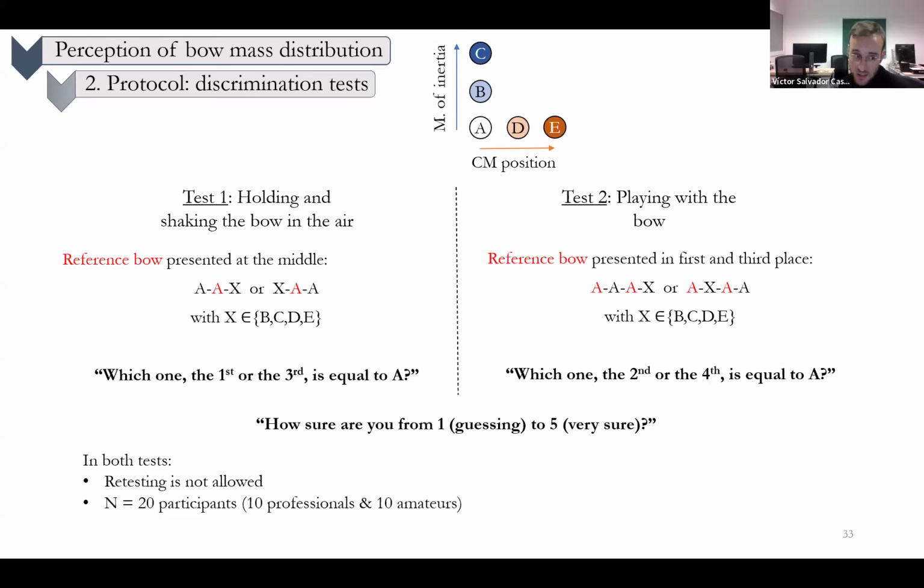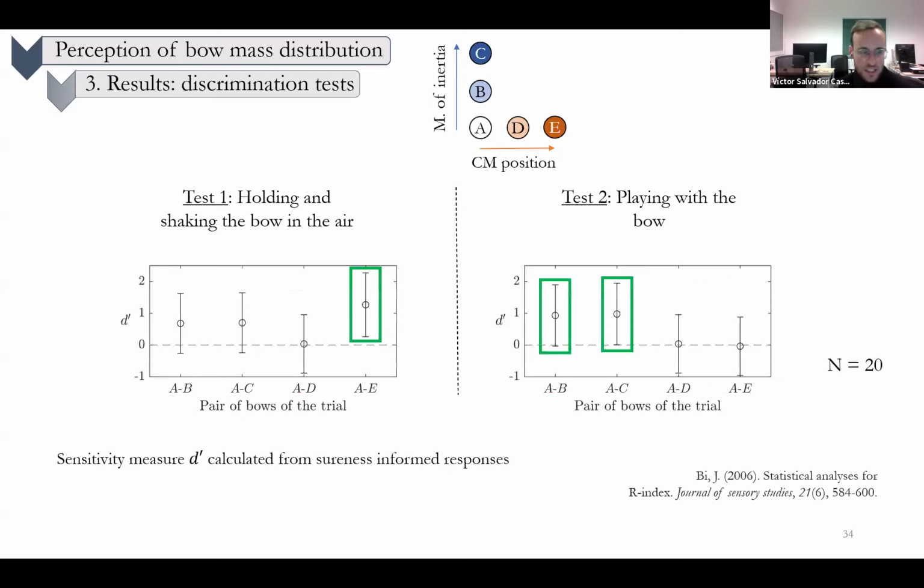So in both tests, retesting was not allowed, and we invited a total of 20 participants, 10 of which were professional violinists. So here is d prime, as I was presenting before, and the results of both discrimination tests.